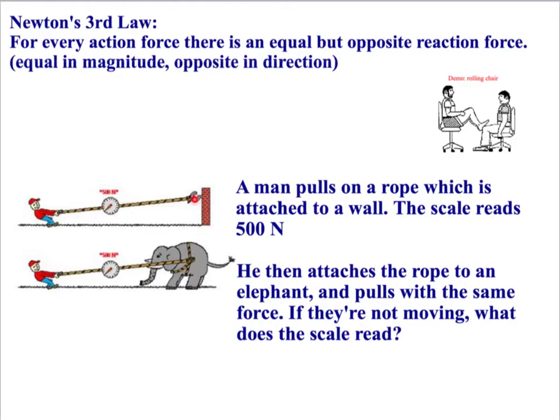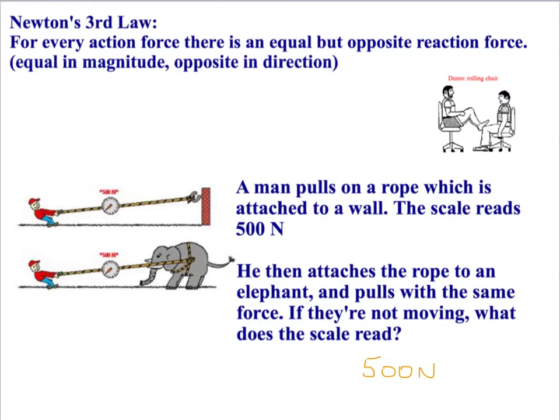If the same guy then detaches it from the wall and instead attaches it to an elephant and pulls on the rope with the same force that he was pulling before, so same force is up here, he's pulling down here. Again, they're not moving because he's not strong enough to pull this elephant. If they're not moving, now what does the scale read? The scale is again going to read 500 newtons. So here's the answer, 500 newtons.